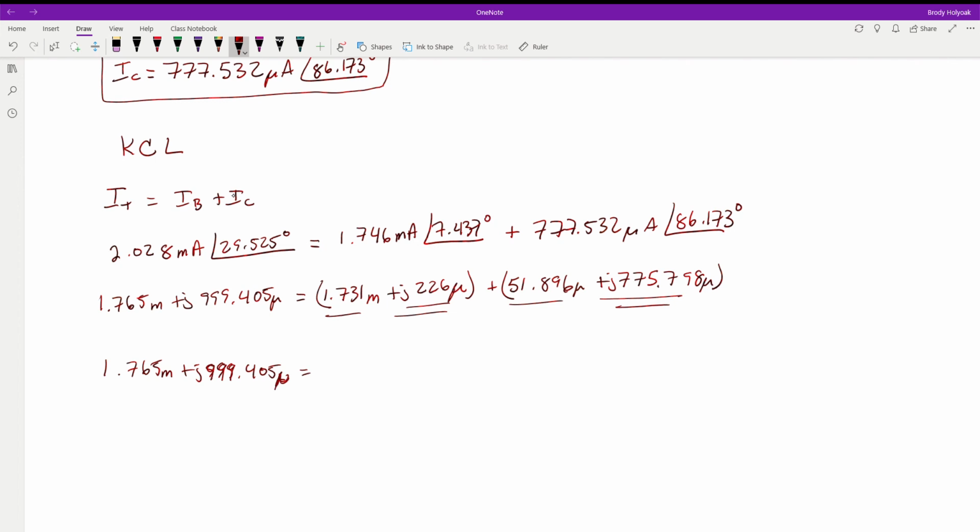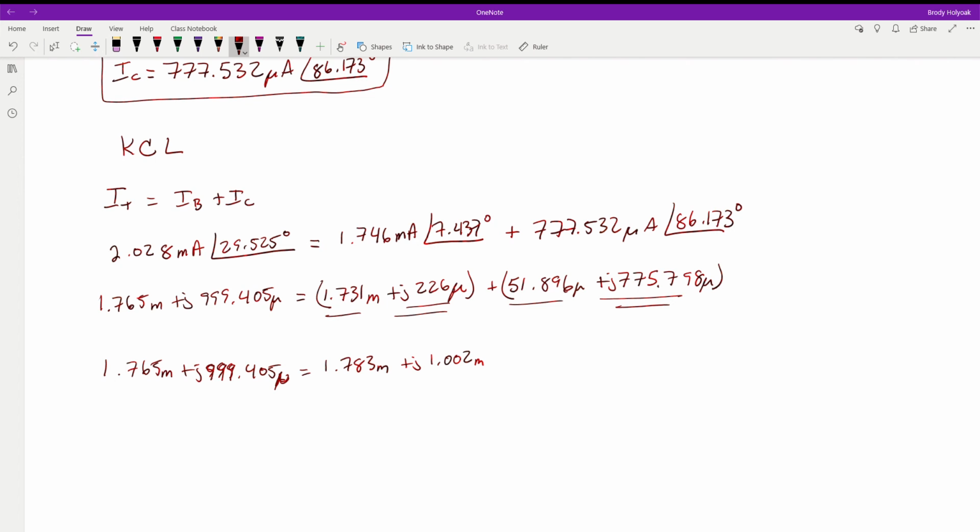And that is equal to 1.783 milli plus j 1.002 milli. So as we look at that, these are still relatively close. We're only, what do we got, 65 to 83. So yeah, we're 18 millivolts essentially off from this value, so we're good there. That's well within our 5% tolerance. And the 999 micro is just a few notches slower than the 1.002 milli.